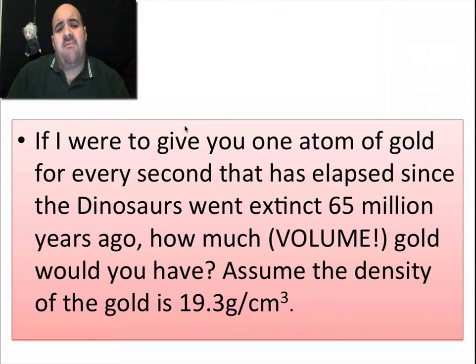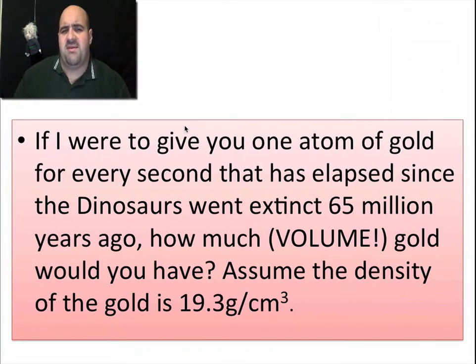If I were to give you one atom of gold for every second that has elapsed since the dinosaurs went extinct 65 million years ago, how much gold would you have? And I'm asking for what volume of gold, like what physical size of gold. A nugget, a rock, a building, a truck, a microscopic piece you could not see. Assume the density of gold is 19.3 grams per centimeter cubed. That's the density of gold. I'm asking you for a volume.